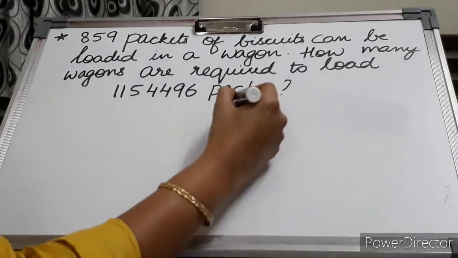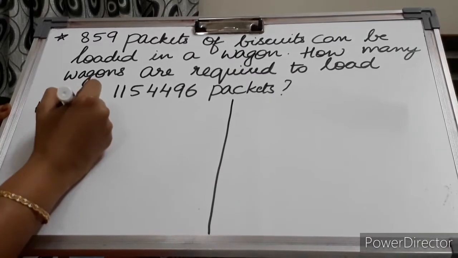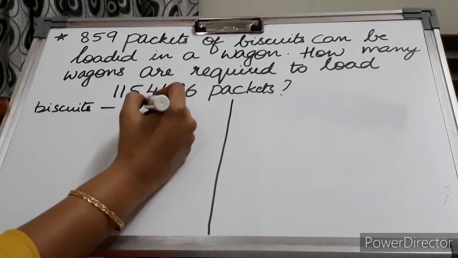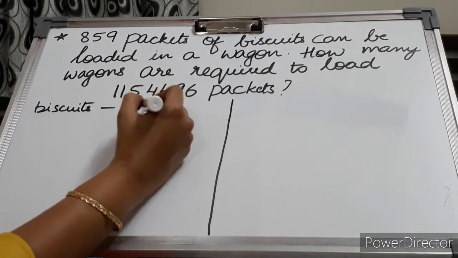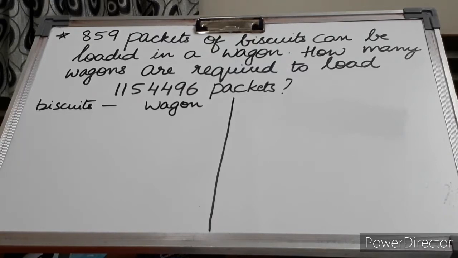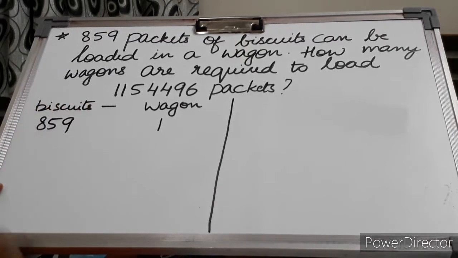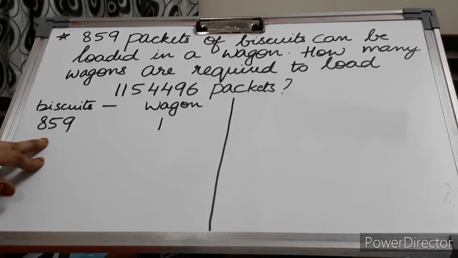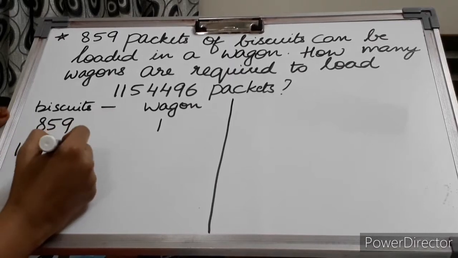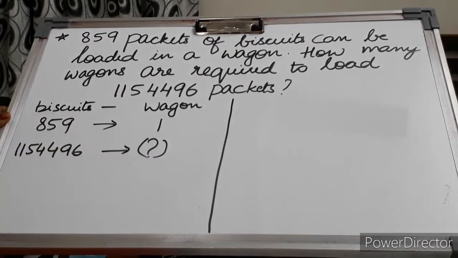So first now we will start the opposite way. Let's start with the spoon feeding method first. Biscuits. Okay, biscuit packets are given, and packets of biscuits, and what is given is wagon, the number of wagons. So 859 packets of biscuits can be loaded in a wagon. One wagon, how many biscuit packets? 859 packets of biscuits. And how many wagons are required to load this many packets of biscuits? Okay, so what do you have to find here? How many wagons?